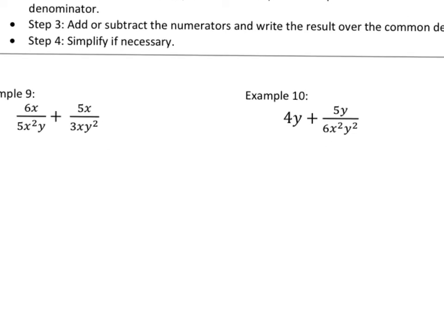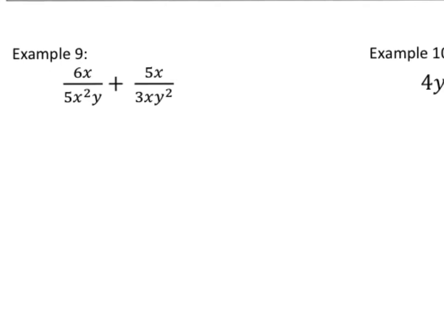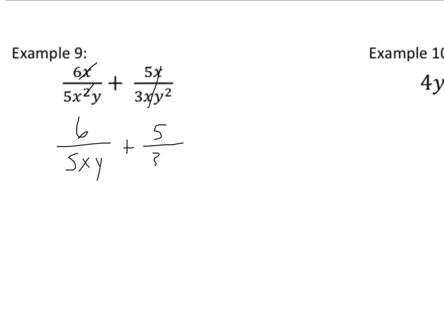So if we look at our first question, we notice that we have an x in top and two x's below, which gives us 6 over 5xy. Now again, we're not multiplying and dividing here, so we can't cancel diagonally. We can only cancel vertically. And the next one, again, we have x's in common. So now we have a rational expression where we're adding them.